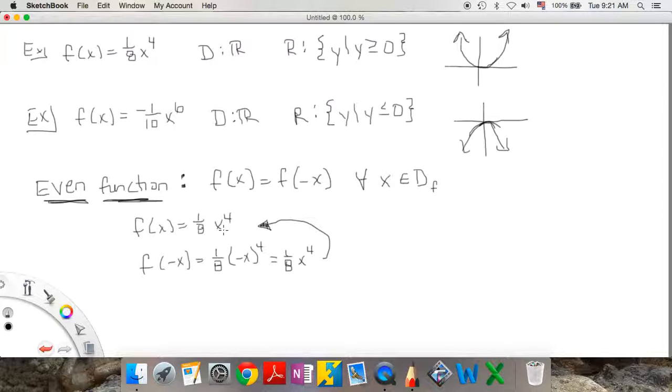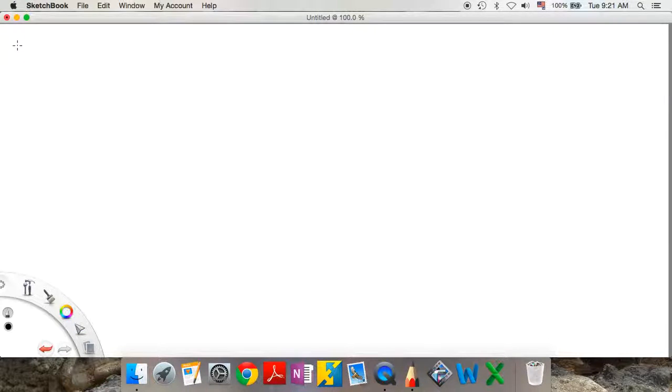But if it's all mixed up, like you have x squared plus x plus 1, well, you have two terms that have even powers and one that has an odd power, so the function itself is not going to end up being even. Let's look at another way to go here.